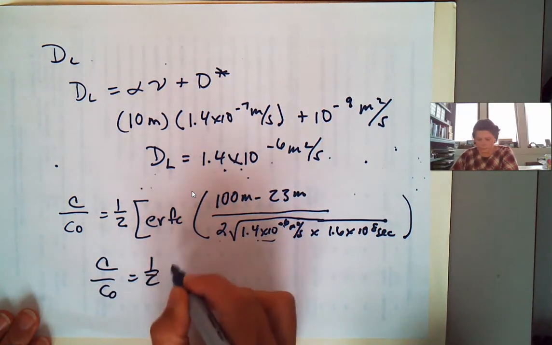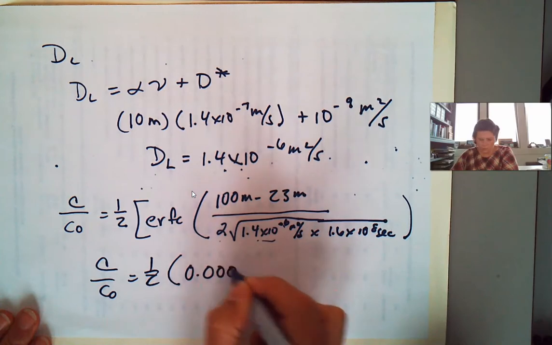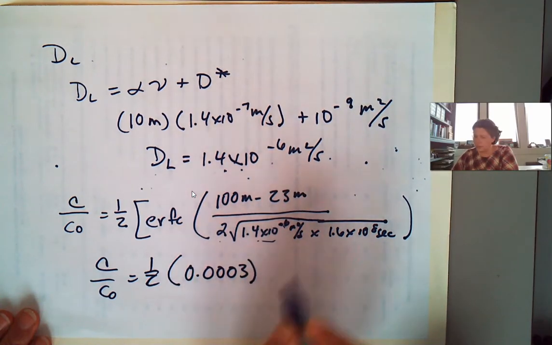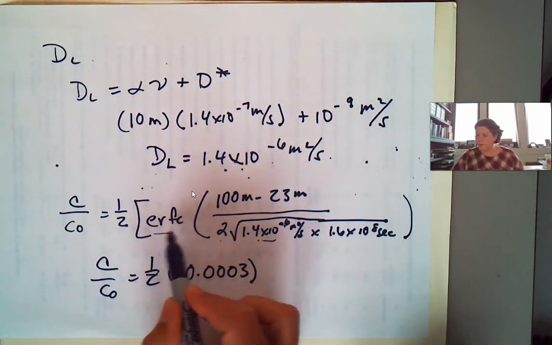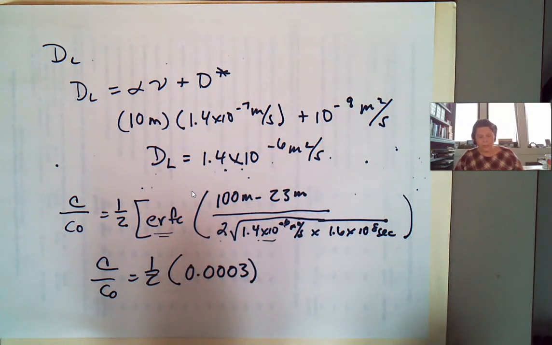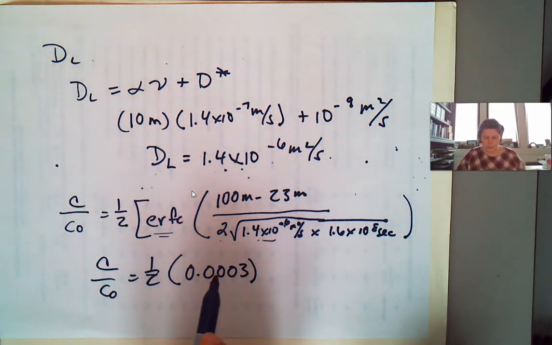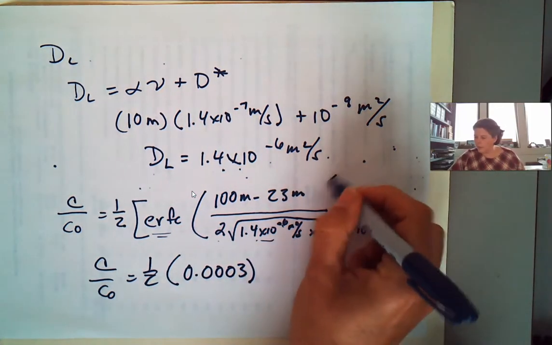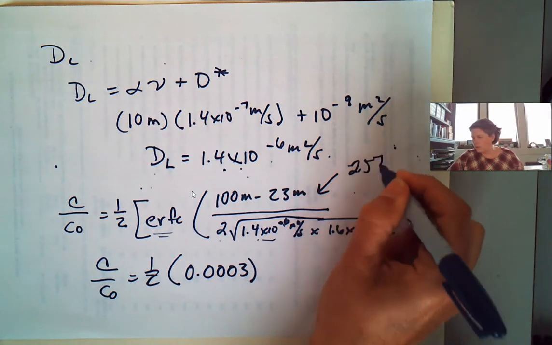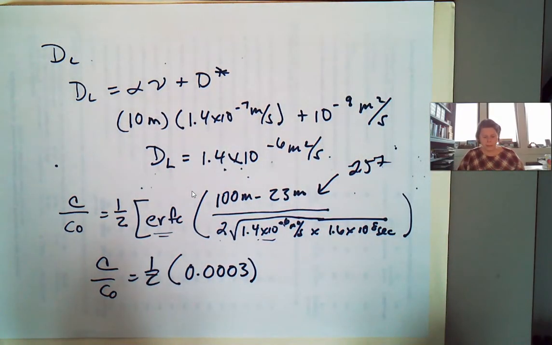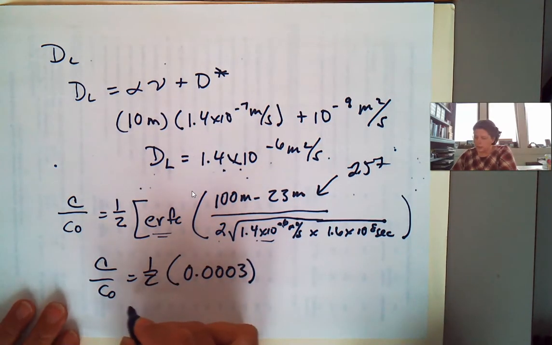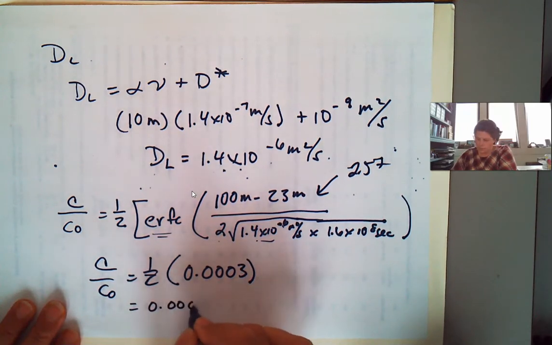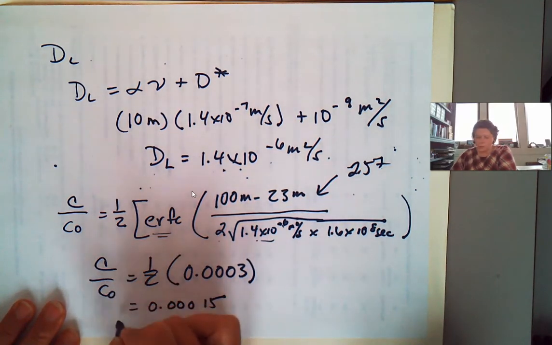1/2 times 0.1003. Because what you do is you put this in there, and then you look this number up in your error function coefficient table, because this whole thing works out to be 2.57. You look that up, you'll get this. And so when we look at the concentration over concentration naught, we multiply this out, we get 0.00015 for our C over C naught.